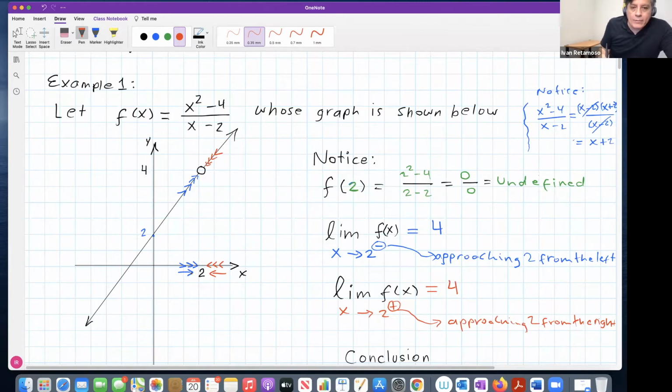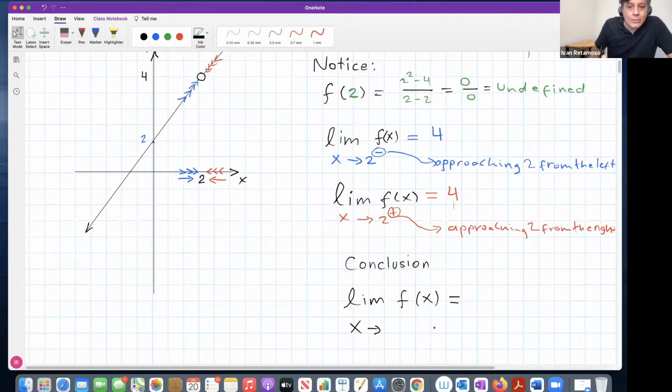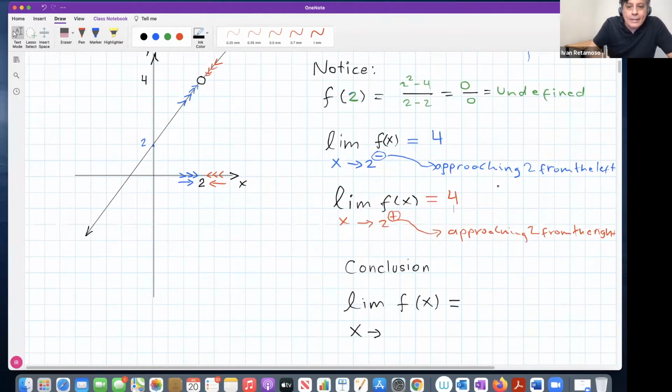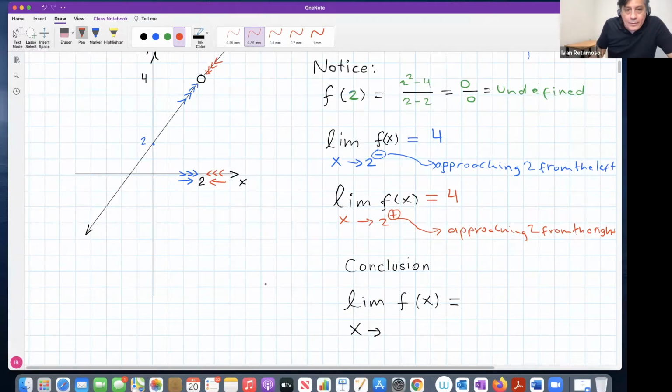Approaching 2 from the left leads to output values approaching 4. Approaching 2 from the right leads to output values approaching 4. This is what mathematicians call convergence. We are going to the same destination, right? 4, 4. If that happens, mathematicians write as a conclusion that the limit of the function f of x, which is this rational function, as x approaches 2, they don't write plus, they don't write minus. They mean you're approaching simultaneously from the left and from the right, is equal to 4 because these two match, right? 4 here. You follow, guys?